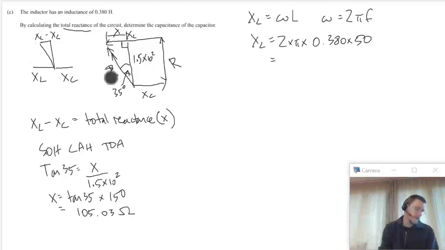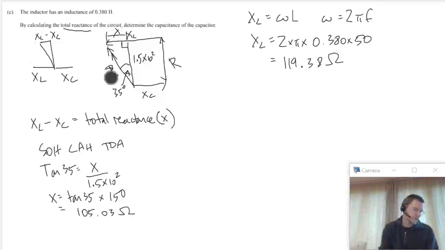And we get 119.38 ohms. Now it's really important that you use pi to at least 3 decimal places. Don't use 3.14, use the pi button on your calculator, for example. Otherwise you get slightly different answers, and I don't know how crucial that's going to be to the examiner, but it will affect the answers overall once you start doing multiple multiplications in a row.